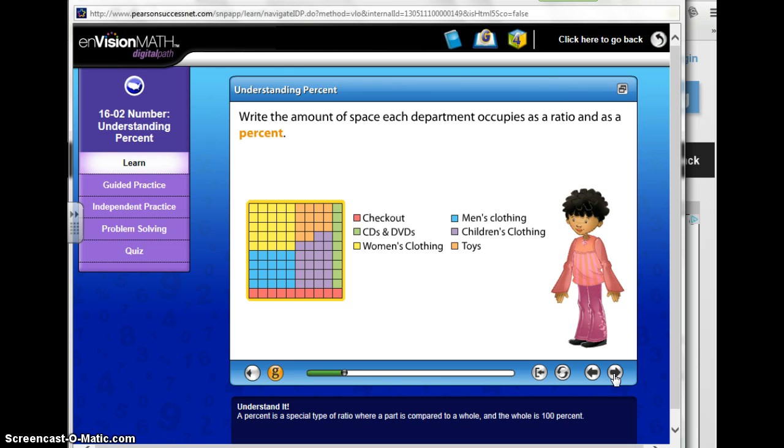How about, this time I'm only going to ask for the percent of men's clothing. What percent of the store is men's clothing? 5 rows of 4. Brendan, what percent? 20%. Nice work. How about women's clothing? 5 rows of 5. Sky? Five rows of 5.